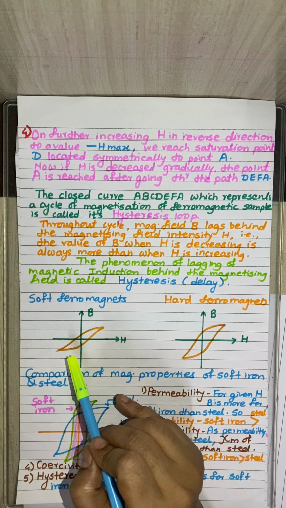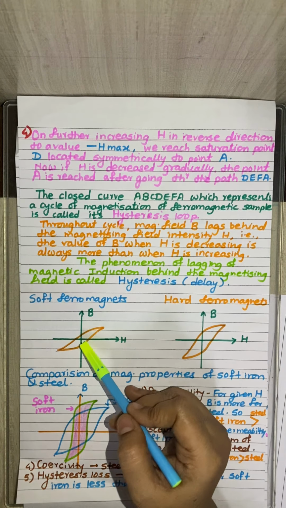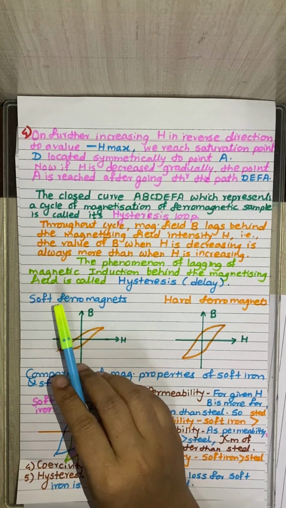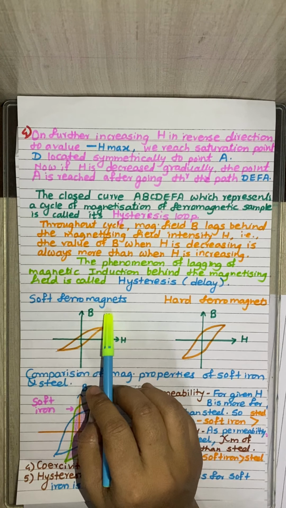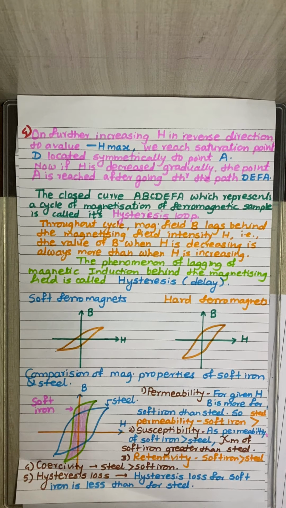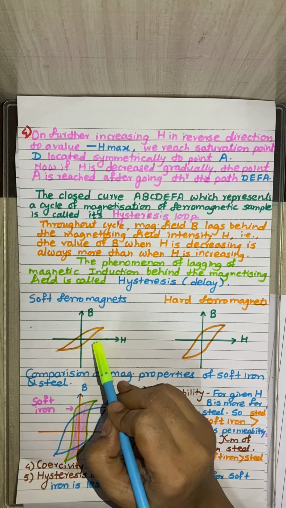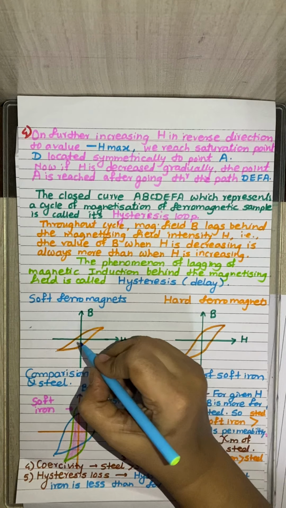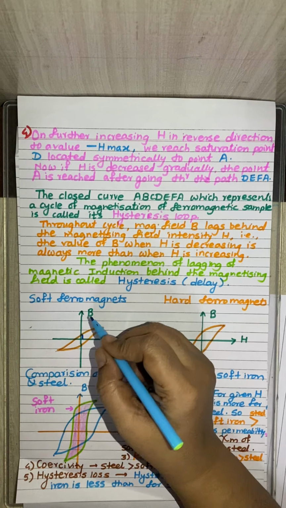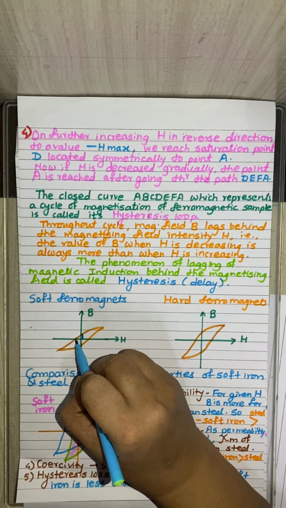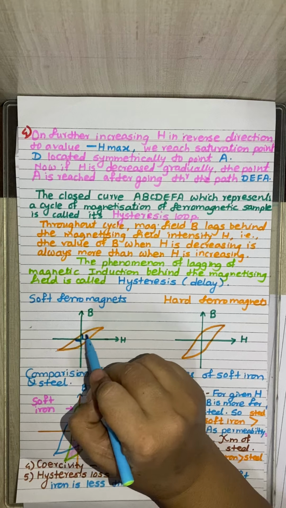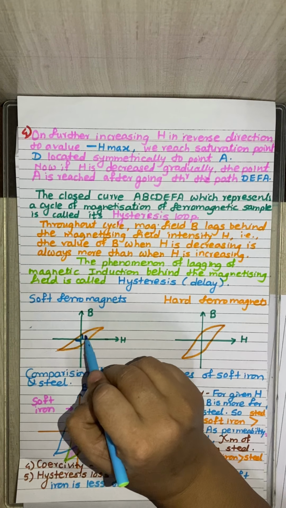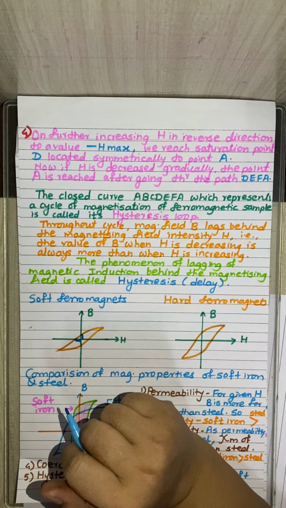So this particular area is nothing but the narrow hysteresis loop, and specifically we can identify that if the hysteresis loop is narrow, then it is a soft ferromagnetic material. Consequently they have low retentivity. You can see here the value of retentivity is less. At the same time the value of coercivity is also less, and they have low hysteresis loss. The area under the graph is less, so the heat loss is less.